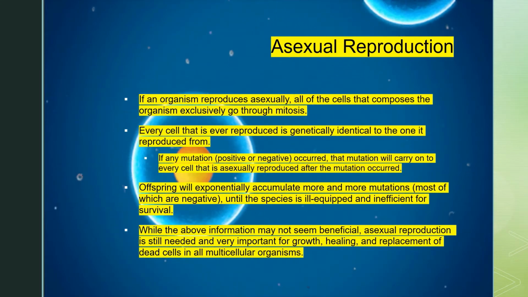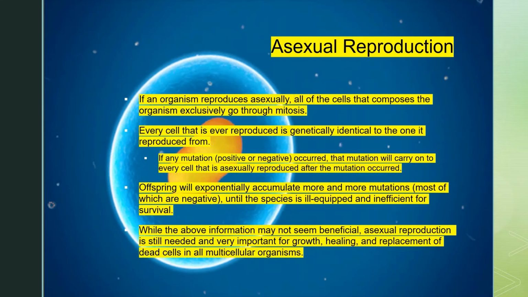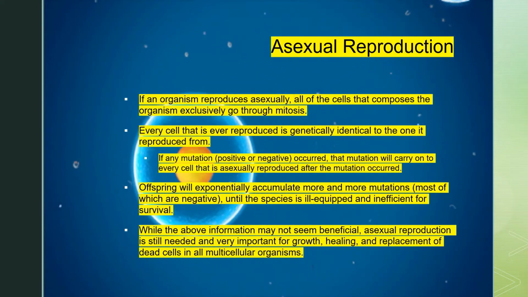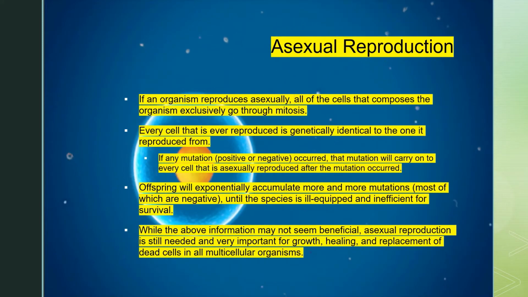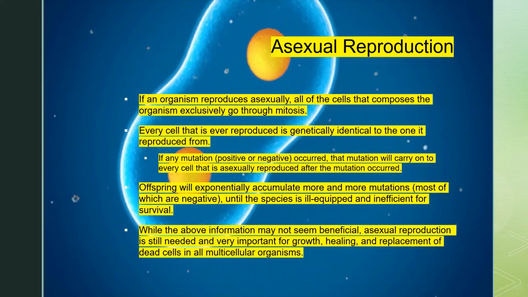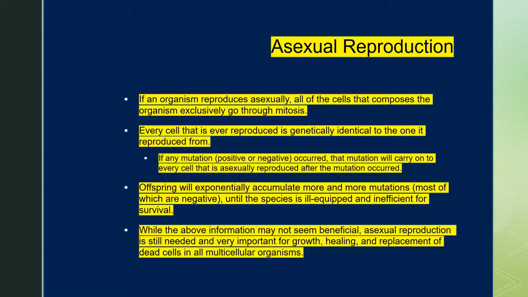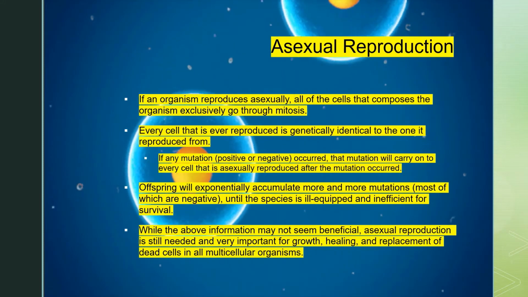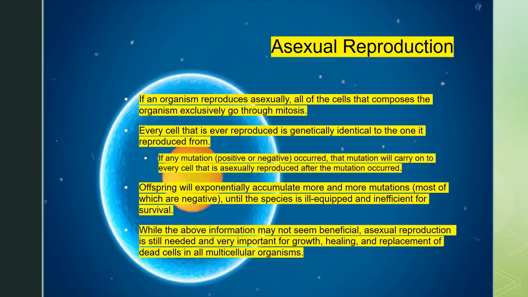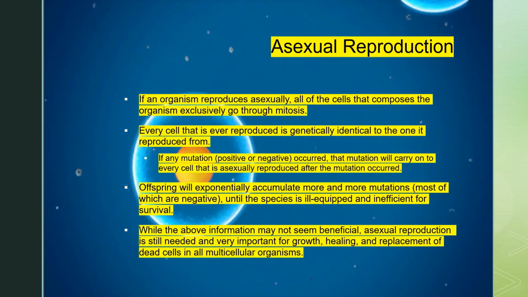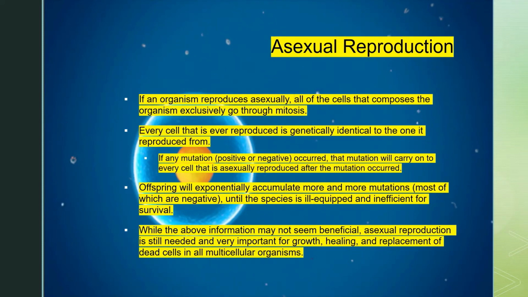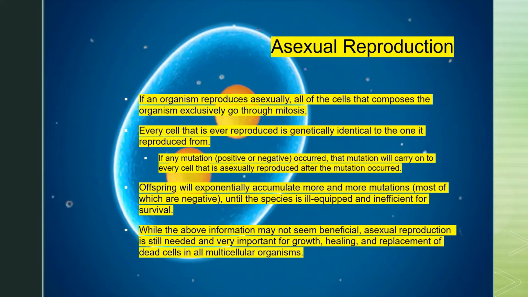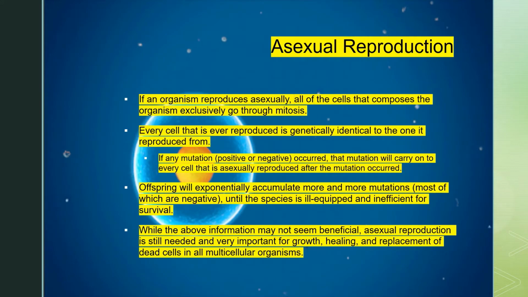So asexual reproduction. If an organism reproduces asexually, all of the cells that compose the organism exclusively go through mitosis. Every cell that is ever reproduced is genetically identical to the one it reproduced from. If any mutation, whether positive or negative, occurred, that mutation will carry on to every cell that is asexually reproduced after the mutation occurred.